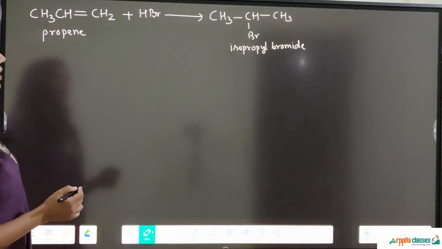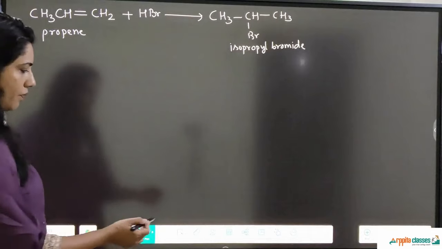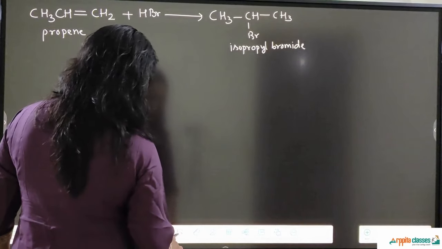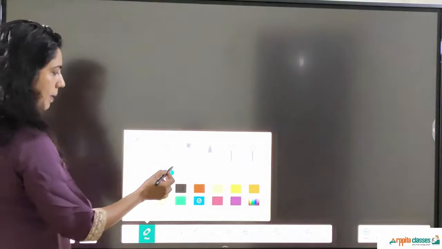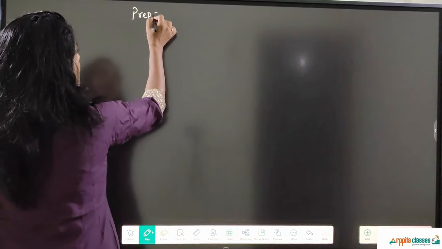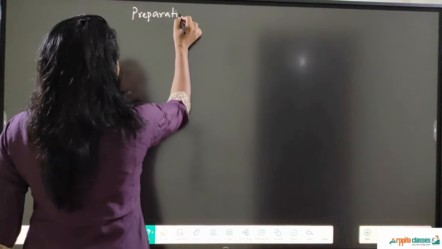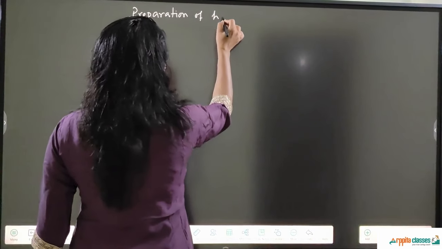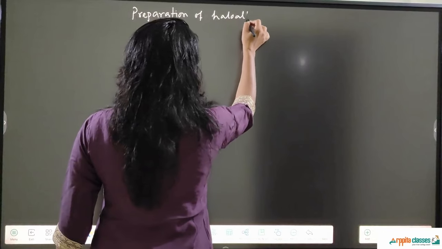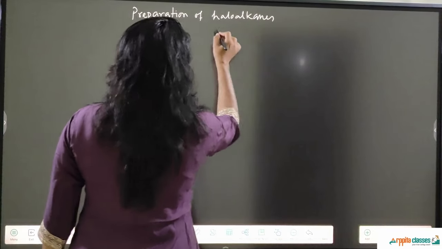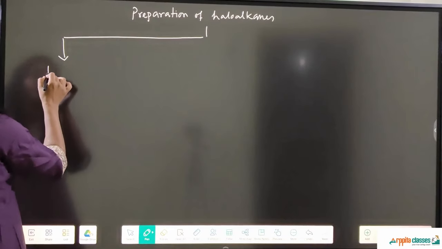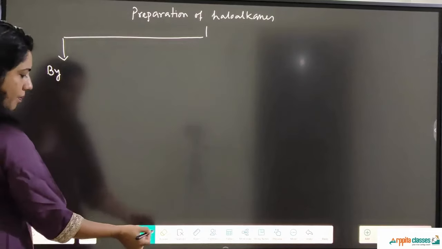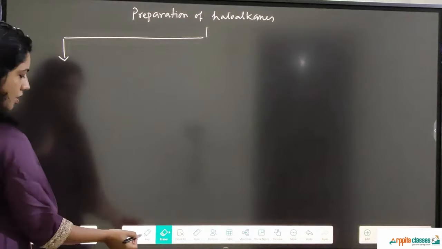Okay, so the entire thing, if I summarize the preparation, how it will be, I'll just summarize it. Preparation of haloalkanes. So the first preparation was from alcohol.